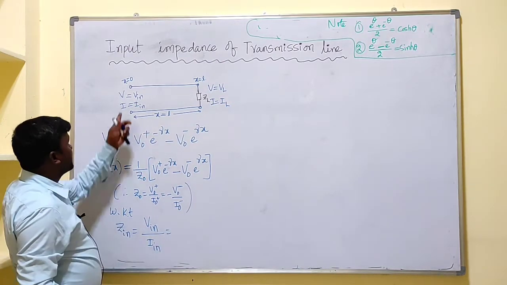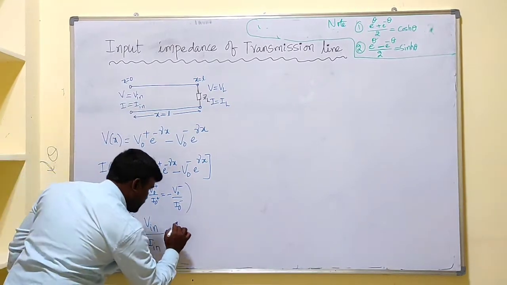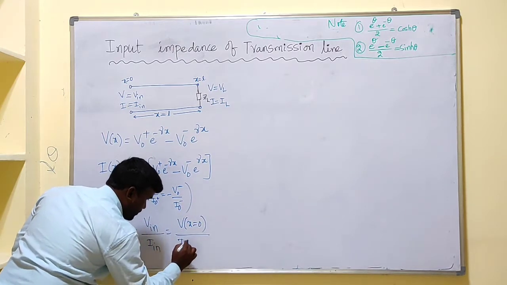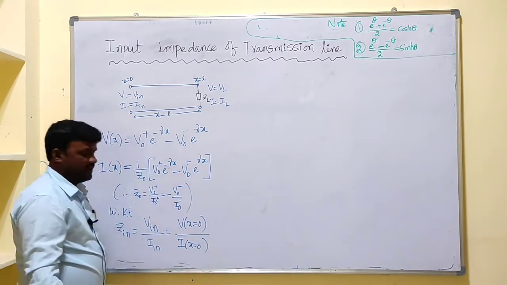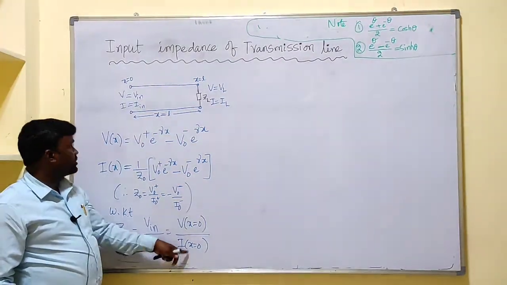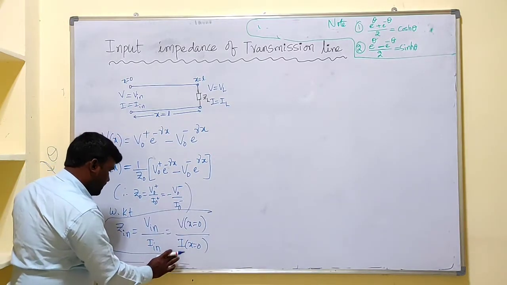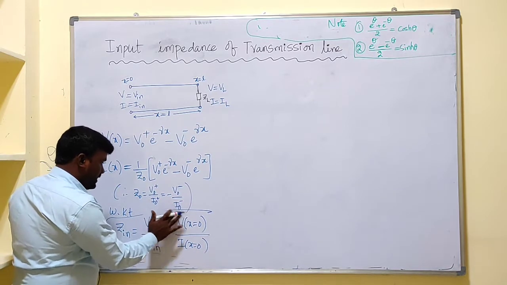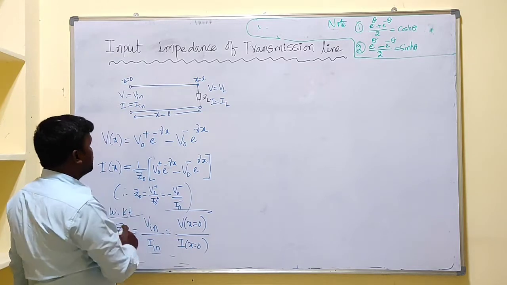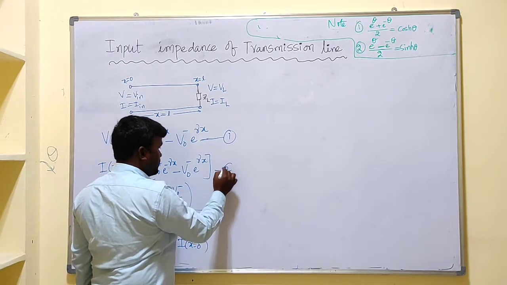From the diagram, VIN is nothing but the voltage at x equal to 0 location on the line, so it is V of x equal to 0, and IIN is I of x equal to 0. V of x equal to 0 means voltage at the input end, and I of x equal to 0 means current at the input end. We require this input impedance, ZIN equal to VIN by IIN, where VIN is V of x equal to 0, and IIN is I of x equal to 0. Let us take these as equation 1 and equation 2.